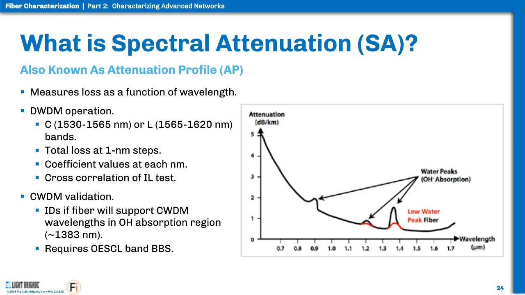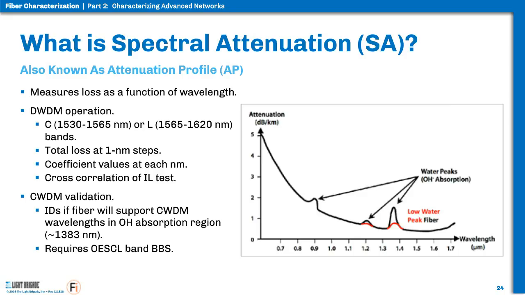Spectral attenuation is a lot like insertion loss, except instead of just measuring at certain wavelengths like 1310, 1550, or 1625, it allows you to plot the loss over a range of wavelengths. It's basically loss as a function of wavelength, so you can plot the performance over a wide range. If you're doing DWDM or CWDM, depending on the broadband source you're using, it allows you to plot all those and look at the performance at each one.